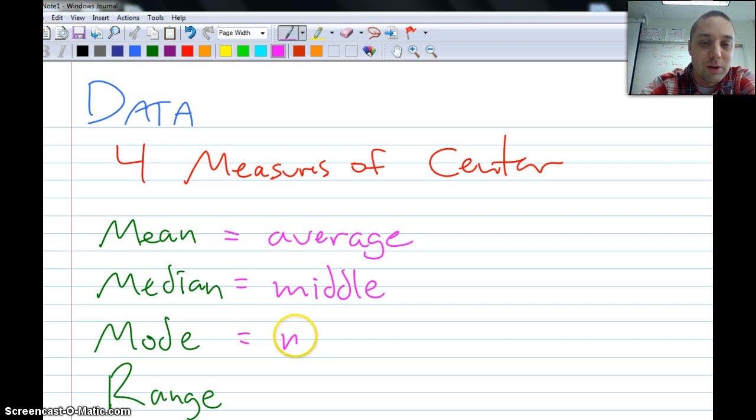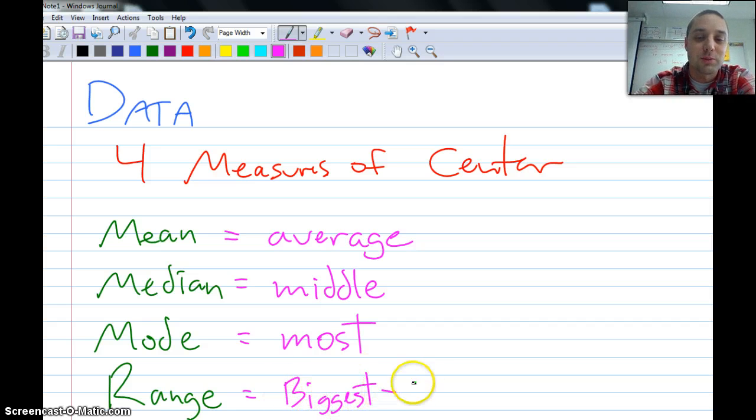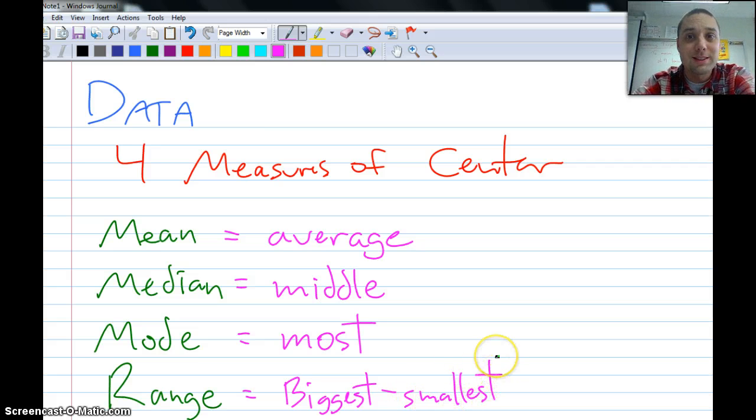One-word definition for mode is most. What occurs the most? And the one-word definition for range, actually it's 2 words, but it's 1 equation, so that works, is biggest minus smallest. Remember those things? So I'm going to just do a quick little easy set of data, actually 2 little examples here so you can see these, and that'll be it for our data.